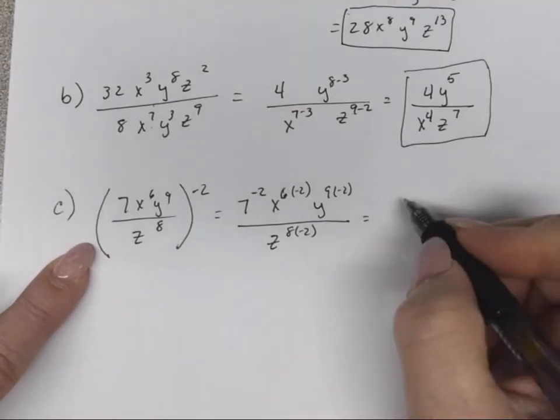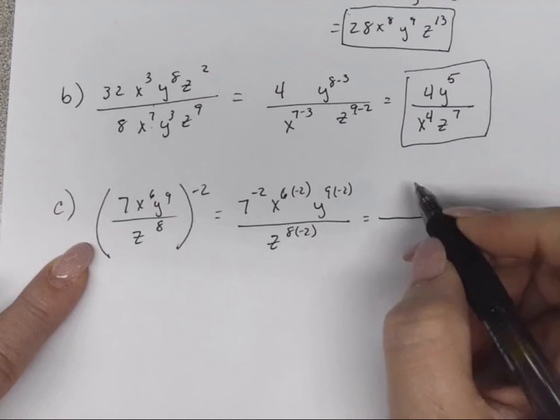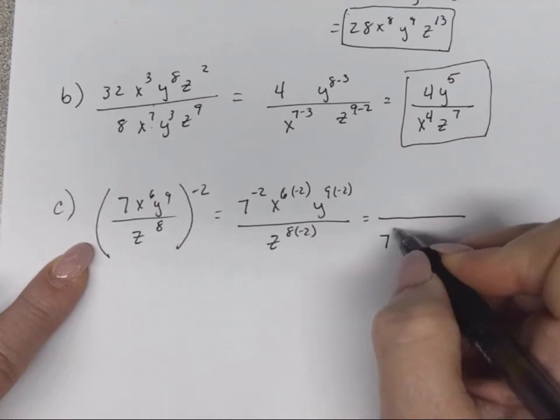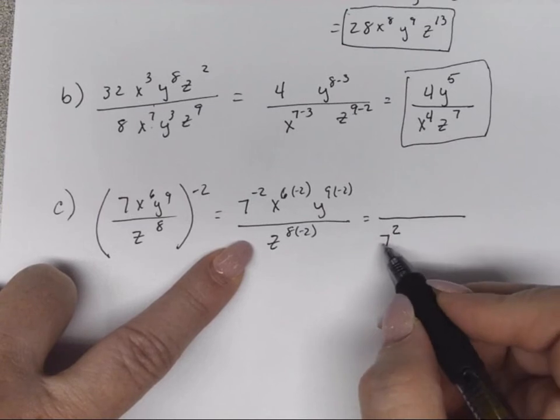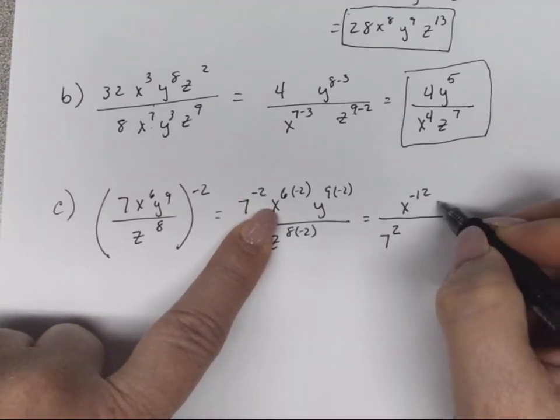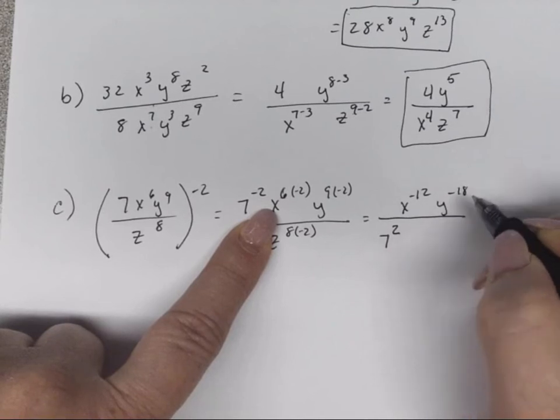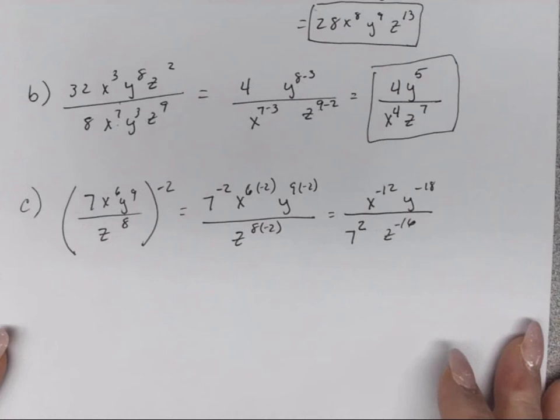All right, I know that 7 to the negative 2 is going to have to move to my denominator. So 7 squared, because when it crosses that line, it'll change the sign. And then I have x to the negative 12, y to the negative 18, and z to the negative 16 when I multiply them.